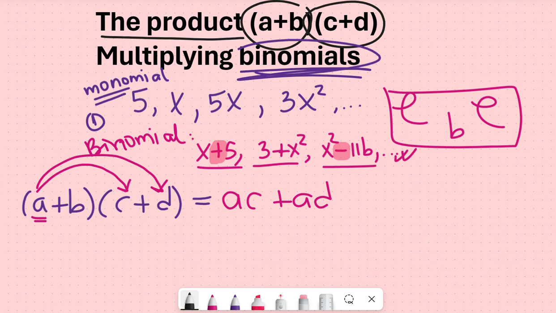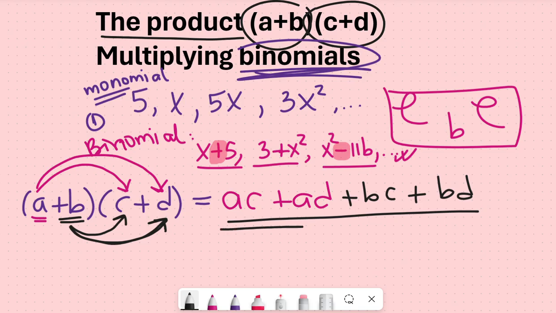Now that we are done with a, we do the same thing with b. B times c and b times d. So b times c will be equal to bc, and b times d is equal to bd. That's it, we are done. Whenever we apply this property, we always have to check if there are any like terms that we can combine. Here, we do not see any like terms, so we leave it as it is.